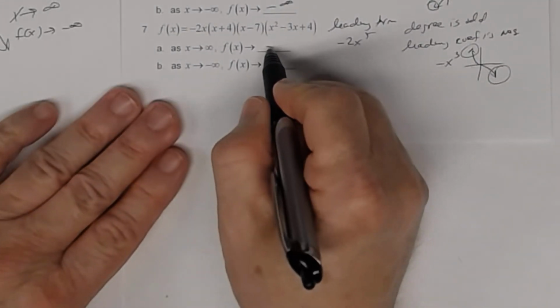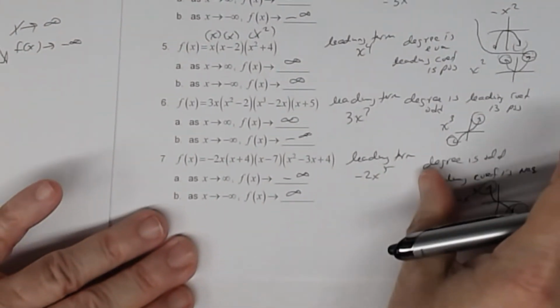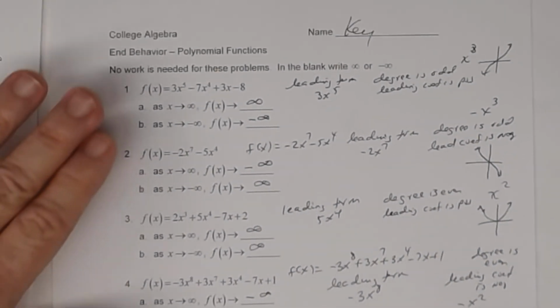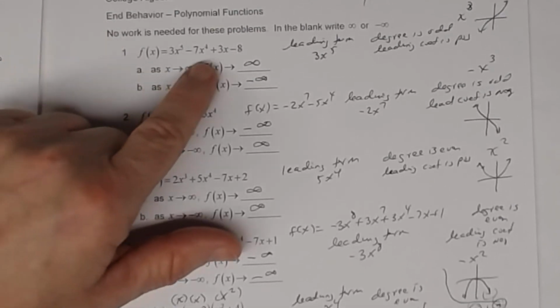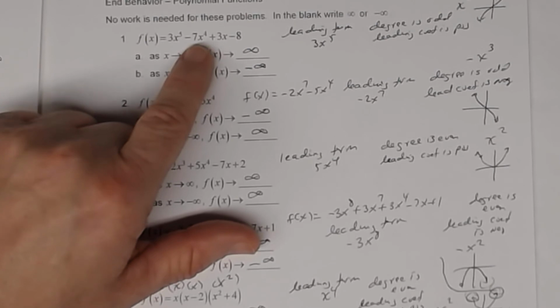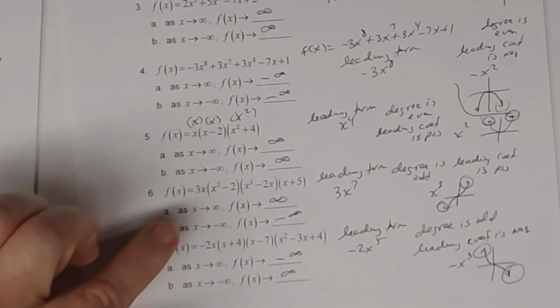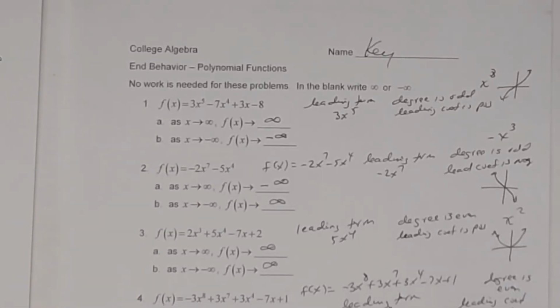All right? And so here, you're going to say negative infinity and then positive infinity. And so that's how you do this. So that's how you're going to determine the end behavior of polynomial functions, whether it's written in standard form or whether it's written in factored form. Okay? All right, so that is the key to this assignment.